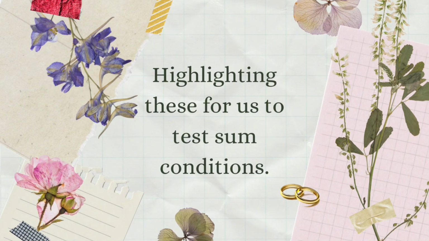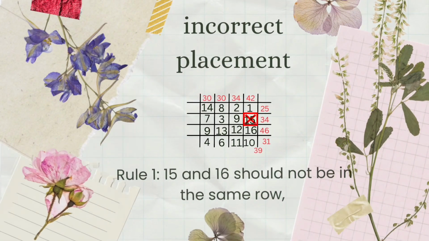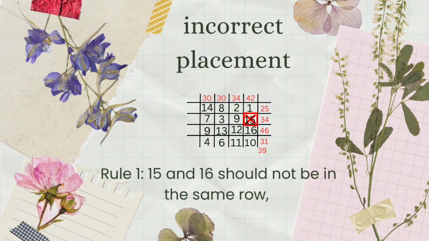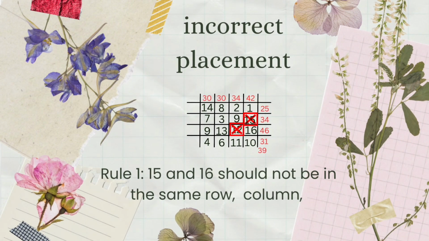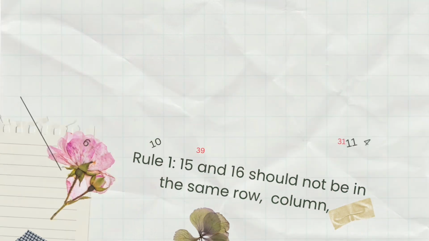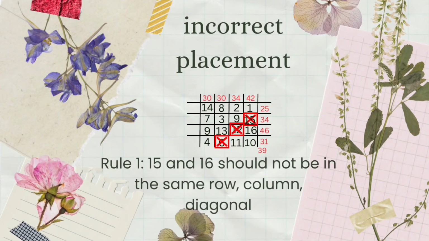Now, applying the rules to find where m should be placed. 15 and 16 cannot be in the first row, third column, or first row, fourth column, or third row, fourth column, as this would violate the third rule.